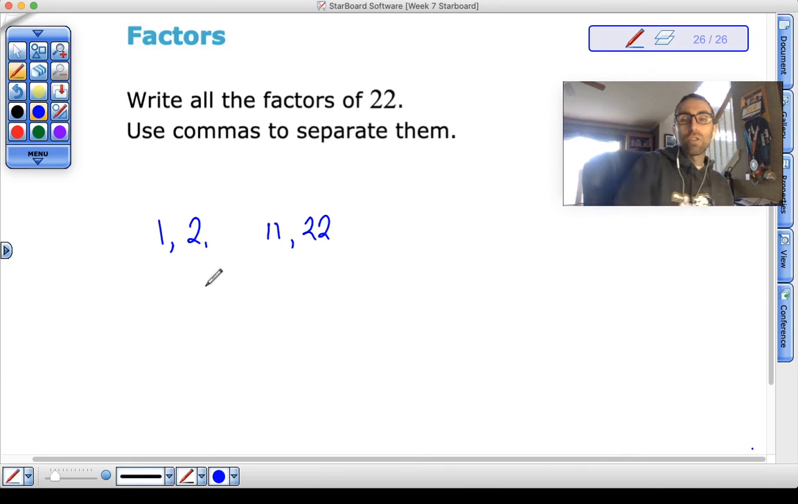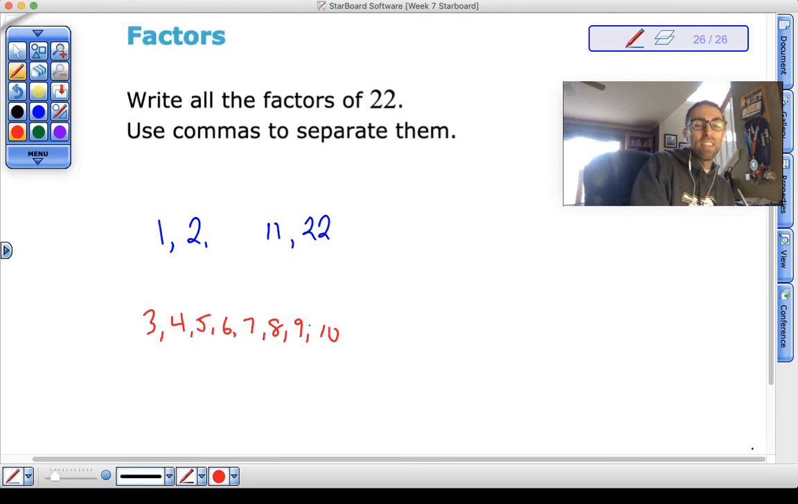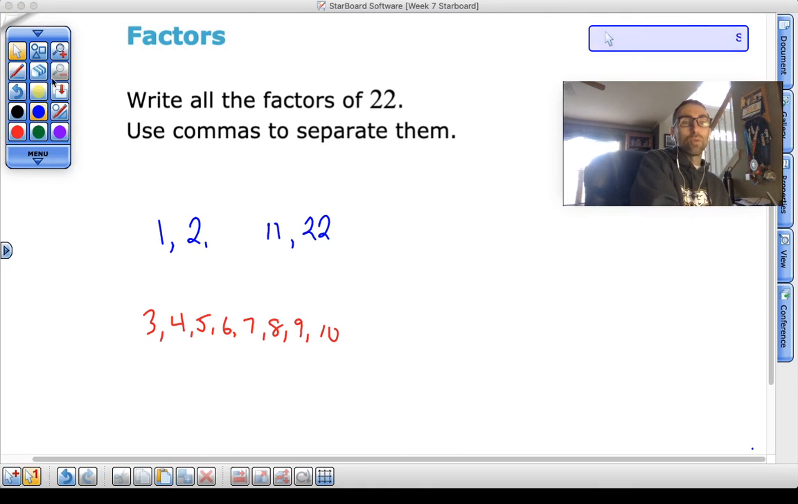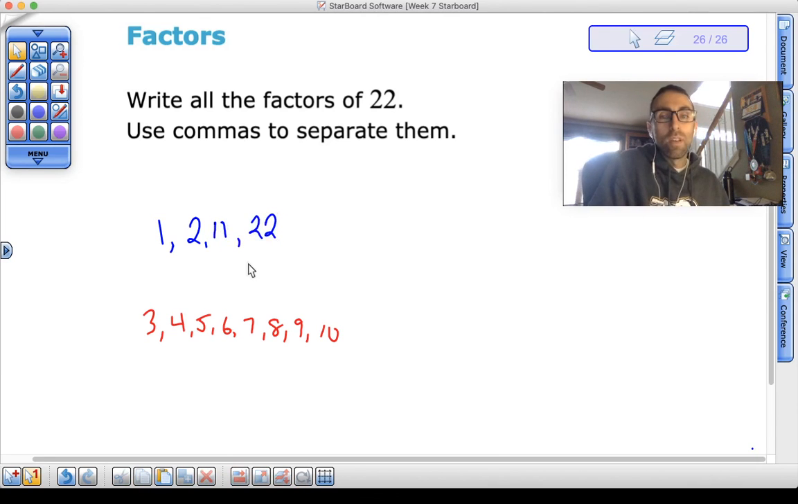And now I'm going to start trying my other numbers. I'm going to try 3. I'm going to try 4, 5, 6, 7, 8, 9, and 10 to see if any of those are divisible into 22, but none of them are. So your answer is going to look just like 1, 2, 11, 22. And when you're putting this into Schoology, as I showed you before, you're just going to keep it nice and tight. No spaces between those. And that's it. That's how we find the factors of numbers.